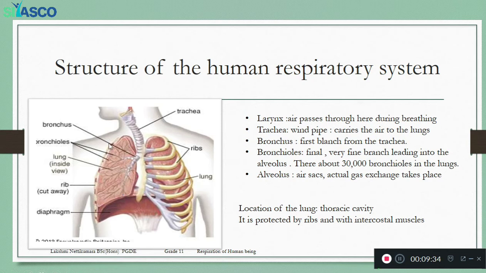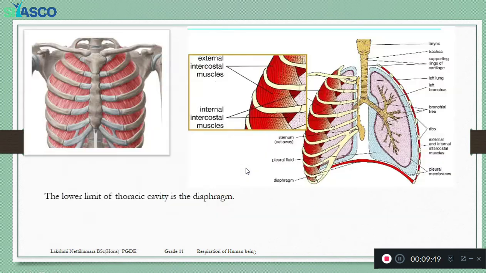Now you can find the location of the lungs. It is in the thoracic cavity, protected by the rib cage and with intercostal muscles. What are these intercostal muscles? Here gives the clear picture of these intercostal muscles. And you can see the lungs, the lower limit of this thoracic cavity is the diaphragm.